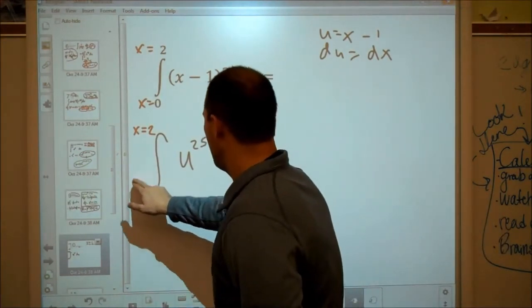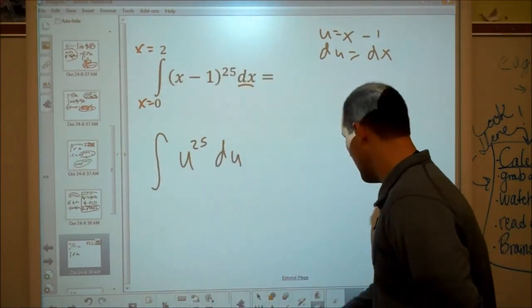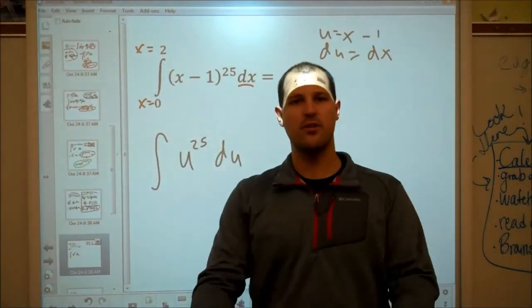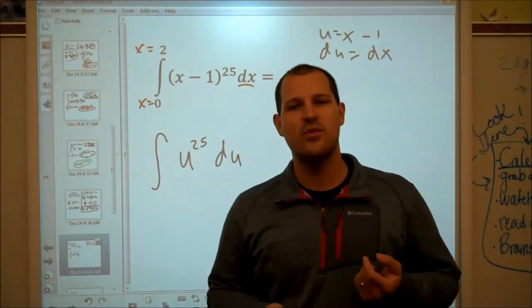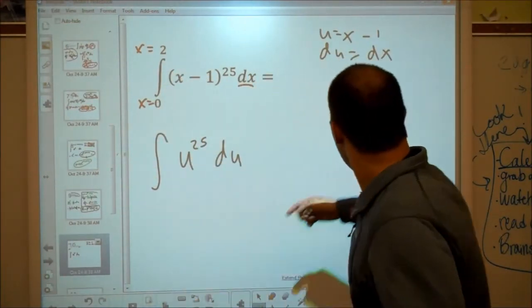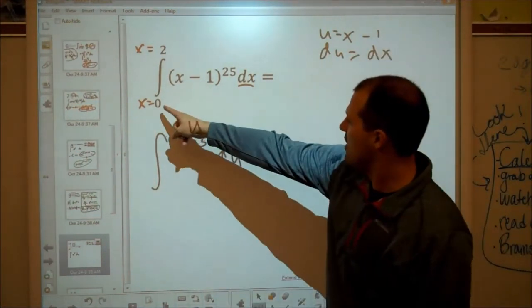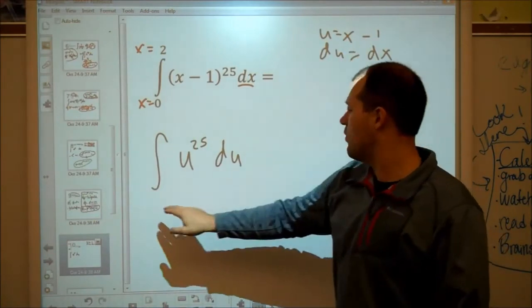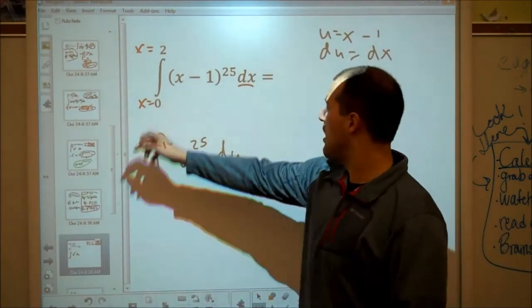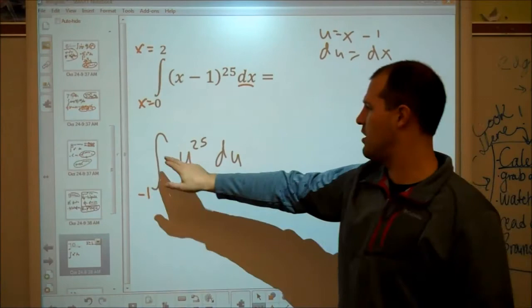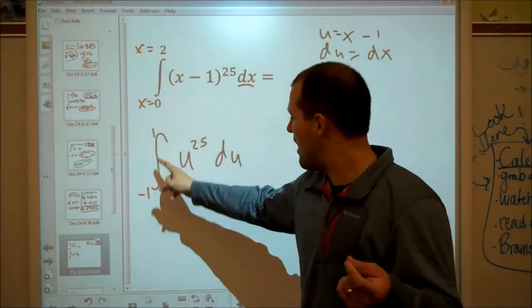If we want to turn those into, and when I say those, I mean our original bounds, 0 and 2, I want to turn those into u values. The easiest way to do that is to use this equation right here that we have for u. And so that's what I'm going to do. I'm going to plug those in. If I plug in a 0 right here, 0 minus 1 is negative 1. If I plug in a 2 right here, 2 minus 1 is 1. And now we have u values.